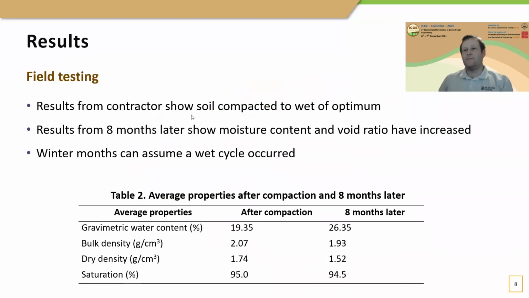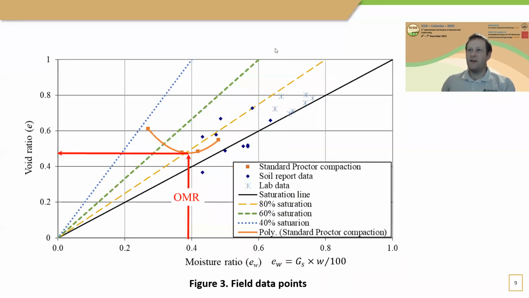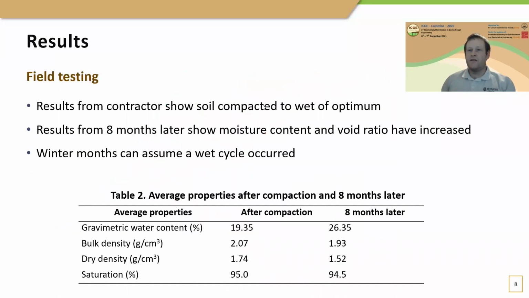And then results from 8 months later show the moisture content and void ratio both have increased. So that's these points up here. And I'll go through that in further slides. So we can assume for this period of 8 months that winter months occurred, because this was in Australia, in Victoria, in Sydney. So in the winter months, we can assume that a wet cycle occurred.